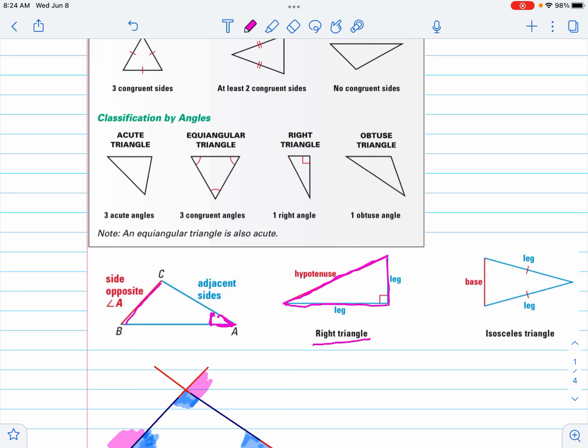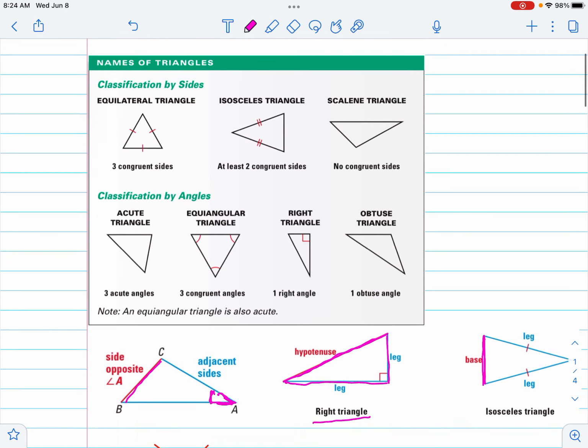That's with a right triangle. So we're learning language here. Now, if we go over here to an isosceles triangle, the two sides that have the same length, we call those the legs, and then the other side we call the base. So here's the base, and these are the legs.